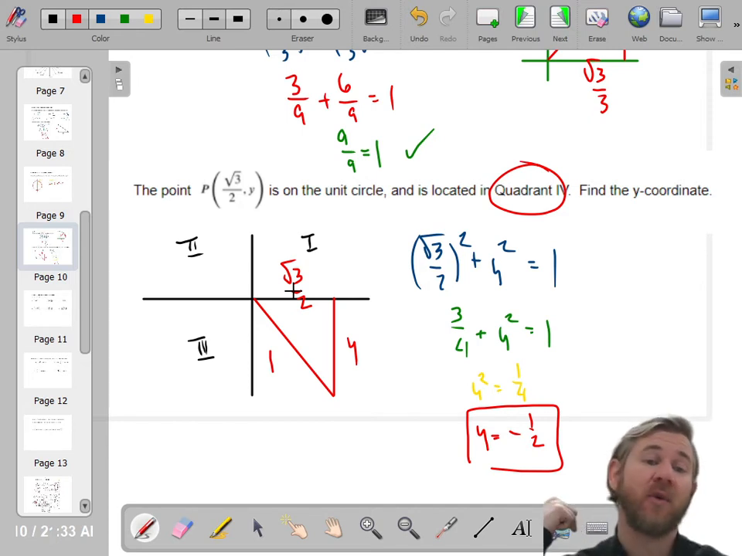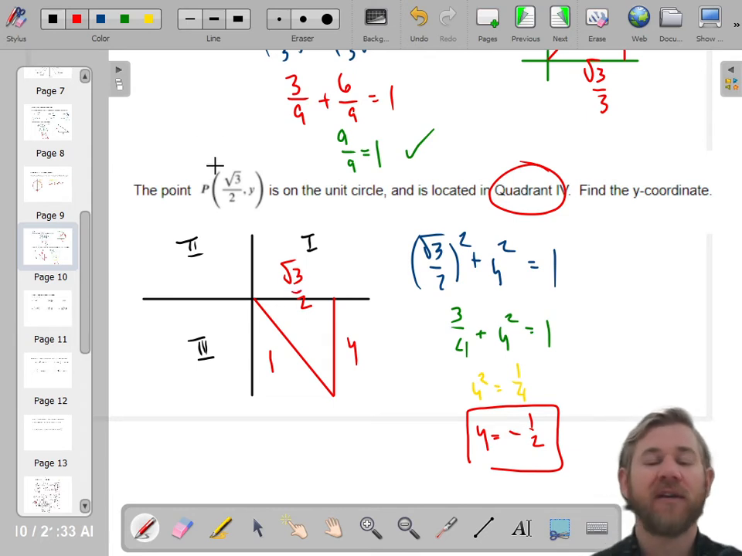And that's something that is going to happen all semester long. So just make sure you're paying very close attention to which quadrant you're in and whether x and y are positive or negative, right out the gate.